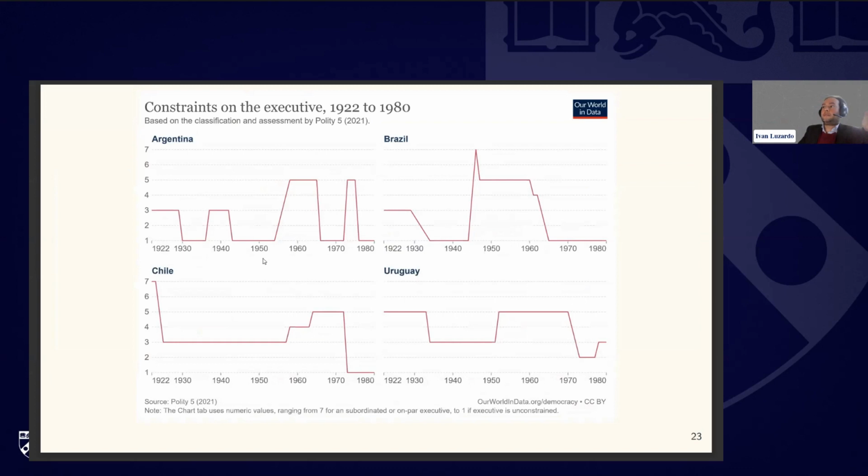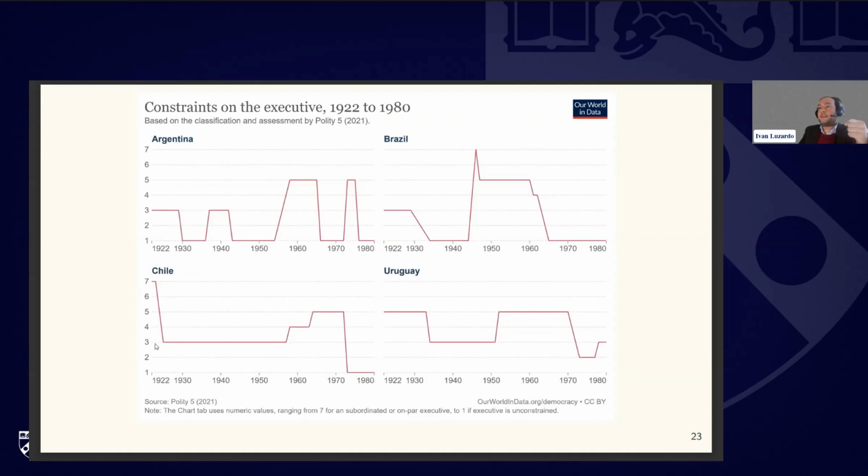And what we can see here is a deterioration in this indicator that we have observed since our previous lecture, this indicator of constraints on the executive power. So what we have is an increase in more authoritarian regimes that we see, for instance, in the case of Argentina, the rise of the military dictatorship. Basically, we can summarize that as a deterioration in institutional terms in the years following the depression.